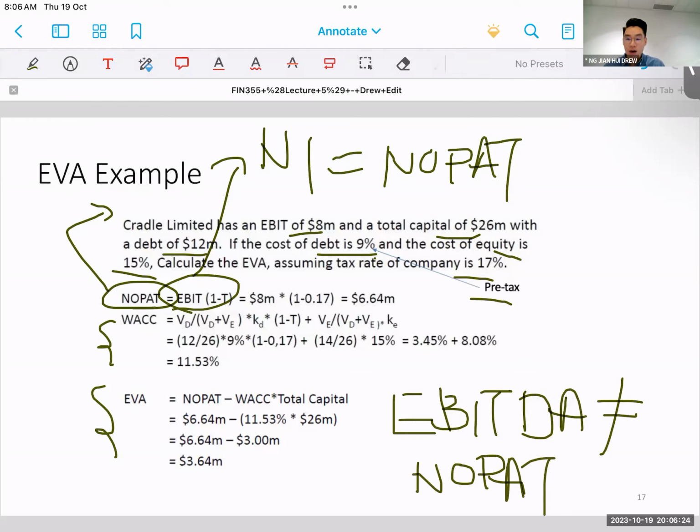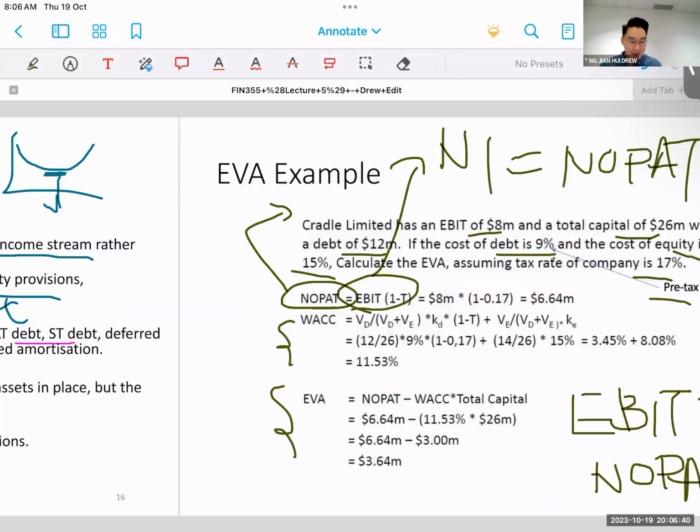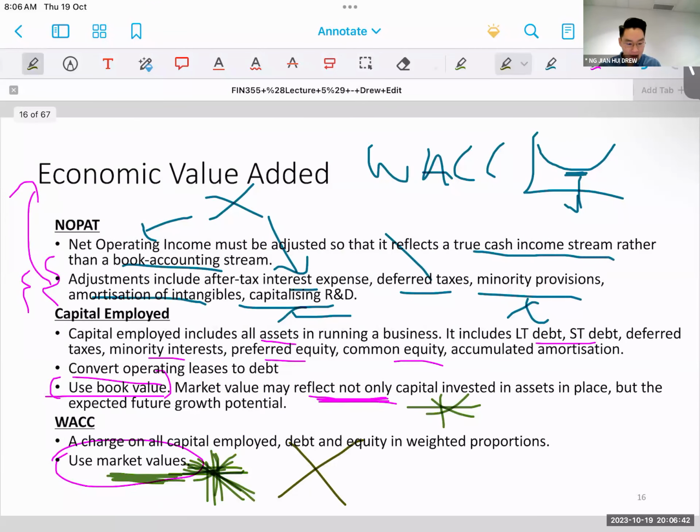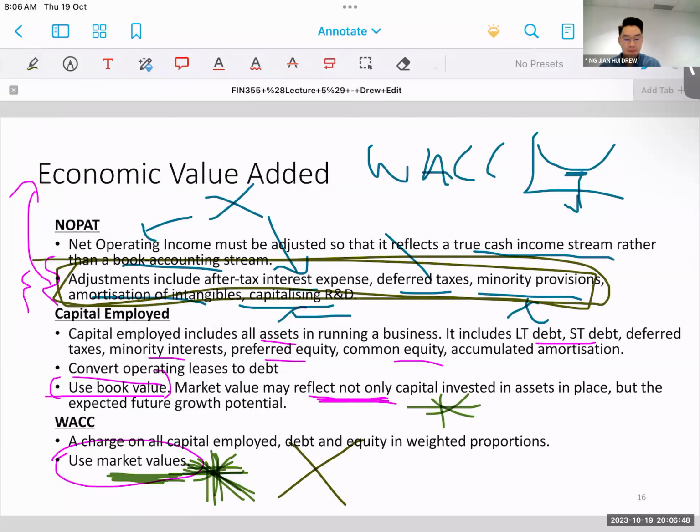Okay, so I guess you are saying, is it EBIT? EBIT is equals to NOPAT, plus other components. Okay, so these other components is a very big component. And these other components is what we have been talking about here, right? We need to do adjustments here. These are the adjustments that would give you the NOPAT.